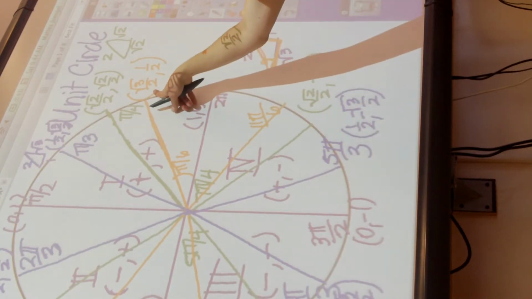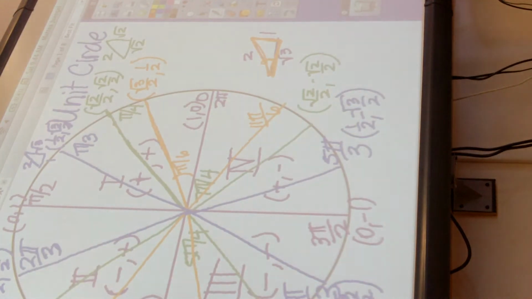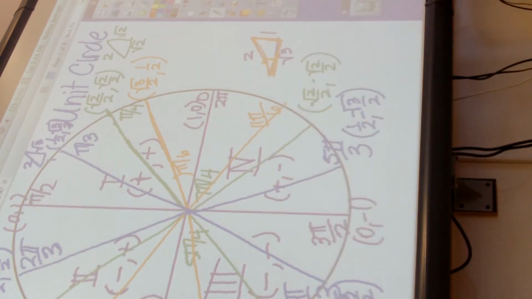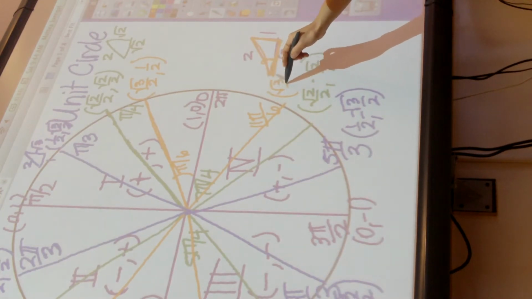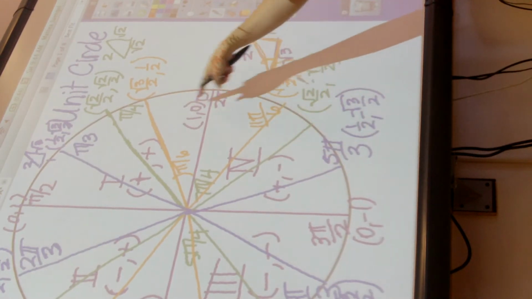Are we ready for the last one? Here it's what? Cosine of 5 pi over 6 is negative square root of 3 over 2 because cosine is negative. Sine of 5 pi over 6 is positive 1/2 because sine is still positive in quadrant 2. Here, negative square root of 3 over 2, comma 1/2. And lastly, square root of 3 over 2 and negative 1/2 because sine is negative in quadrant 4, cosine is positive.